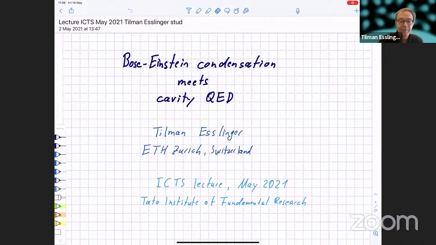Okay, so what I plan to do for these lectures is to focus on one topic, and that's a topic which is a bit exotic in the community of quantum gases, and that is coupling a quantum gas to an ultra-high finesse cavity. And I think that's also a topic where one does not yet exactly know where it will finally go.